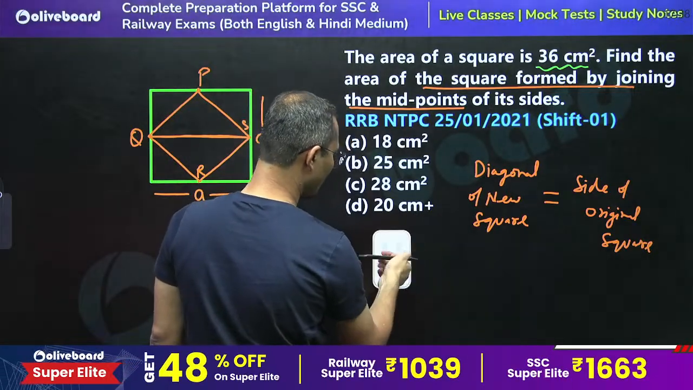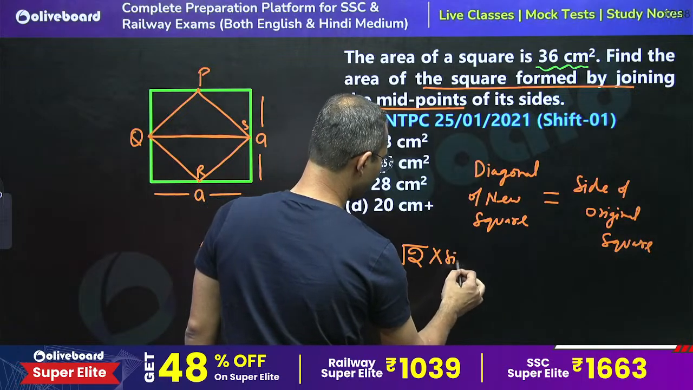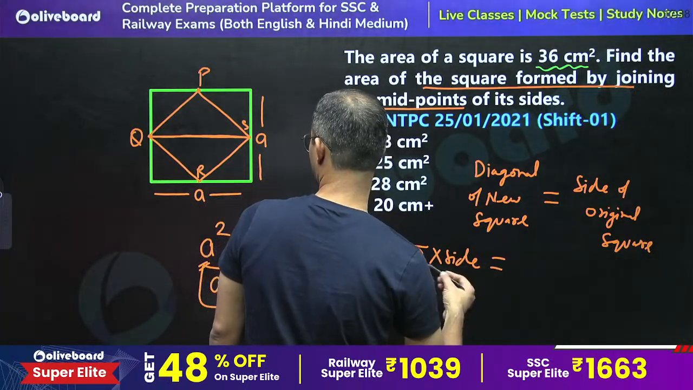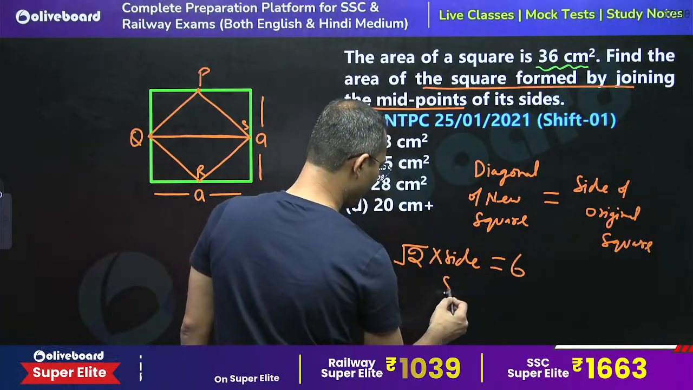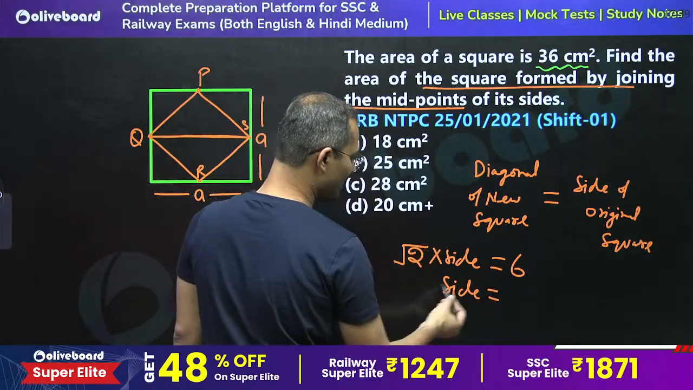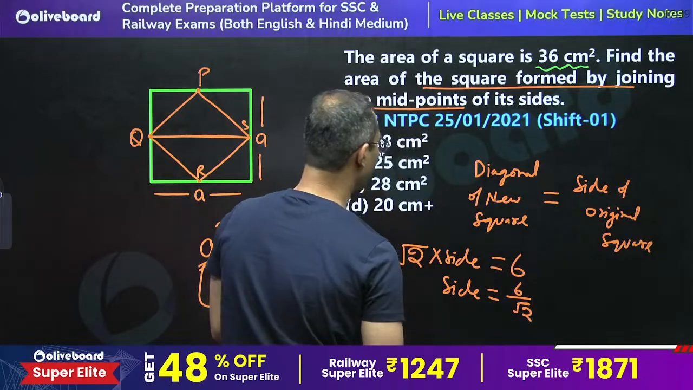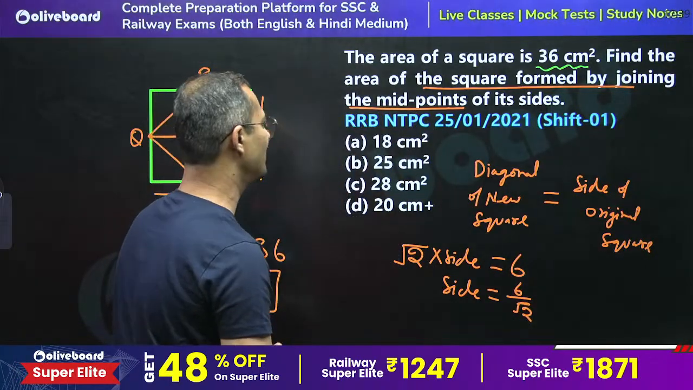You know what the diagonal is? The diagonal is root 2 into side. So this is equal to what? So this is equal to 6, right? So the side of the newly formed square is going to be 6 divided by root 2, right? Now the question is asking to find the area.